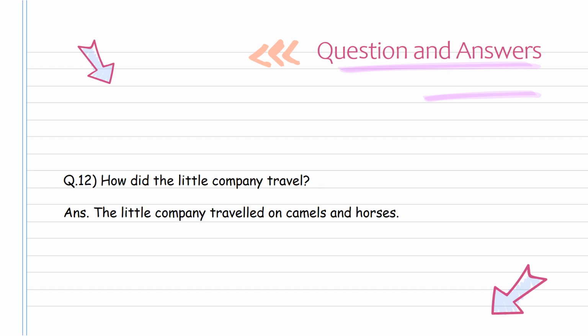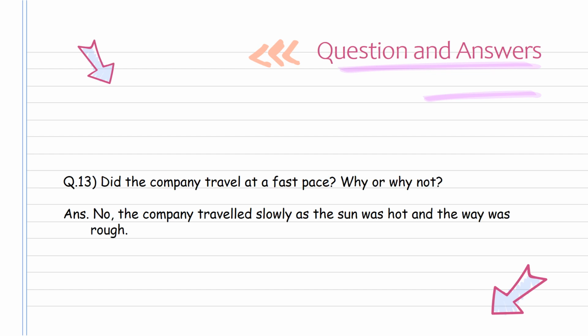Question 12. How did the little company travel? The little company traveled on camels and horses. Question 13. Did the company travel at a fast pace? Why or why not? No, the company traveled slowly as the sun was hot and the way was rough.